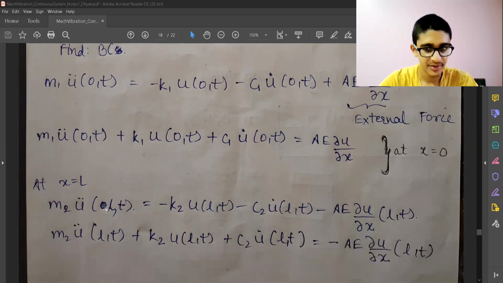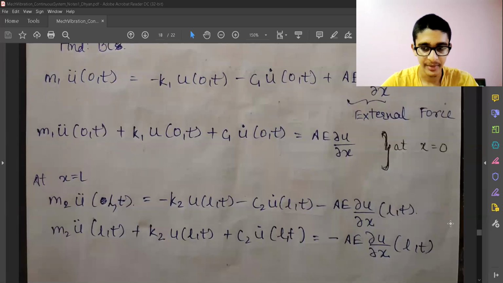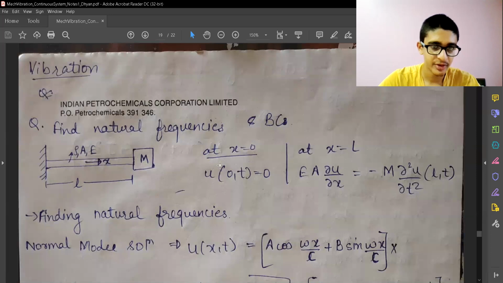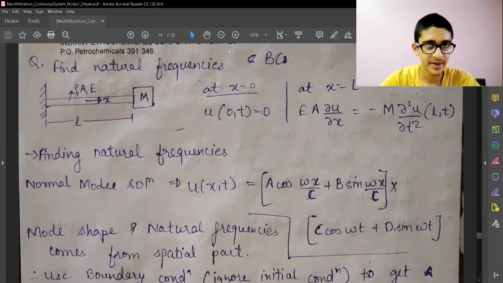So I have rearranged the terms. And at x equal to L we also have a similar boundary condition, but the direction is just changing. So this is a negative sign. That's the only difference. And this is the final equation for my boundary condition at x equal to L. Let's look at one more. So here we need to find the natural frequencies and the boundary condition.